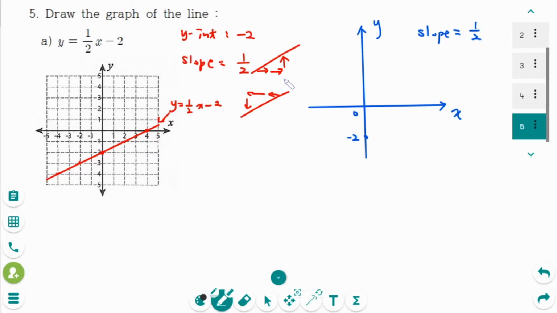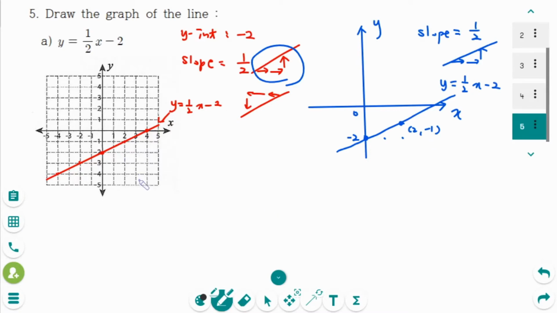We already did this way. So 2 to the right and 1 up, this much. So think about that slope. Then where is the next point? 2 to the right and 1 up. So it's 2, minus 1. So we need only 2 points, at least 2 points. So this graph is y equals 1 over 2x minus 2.